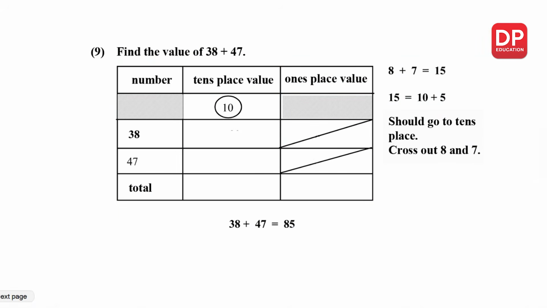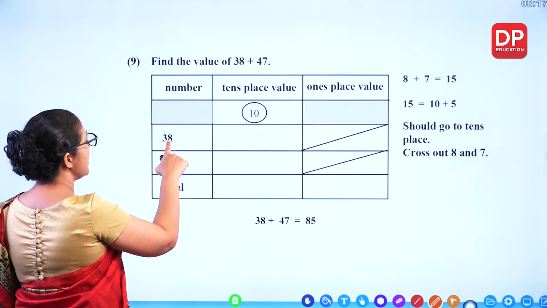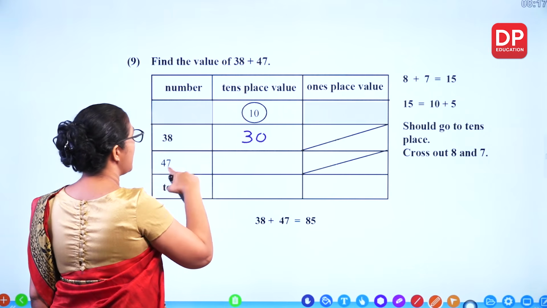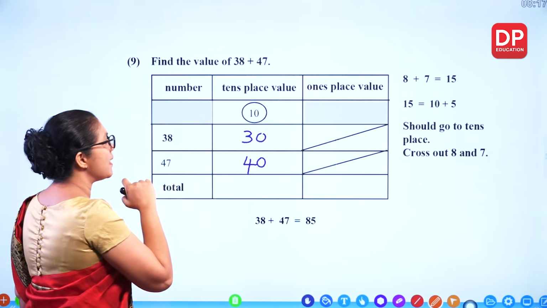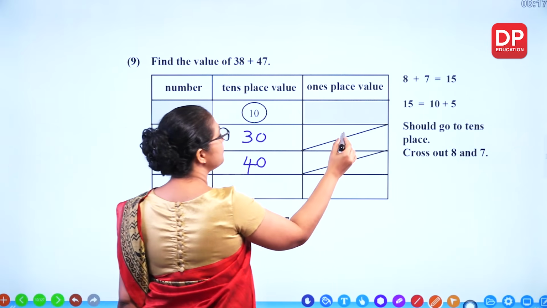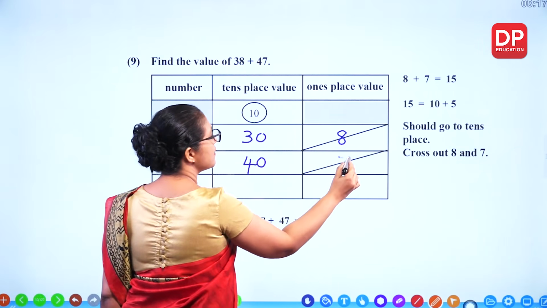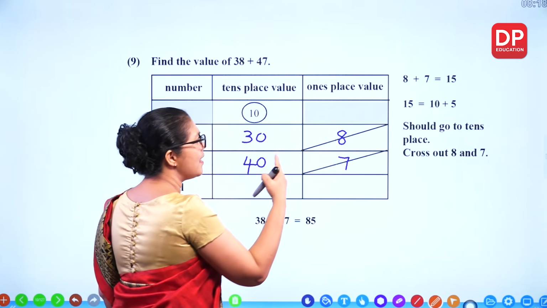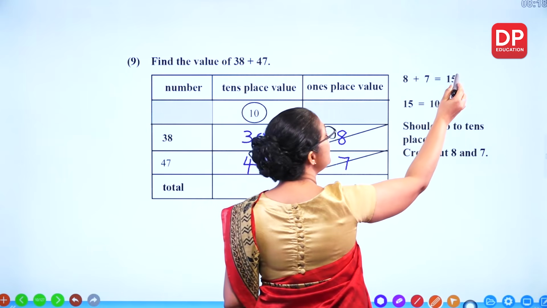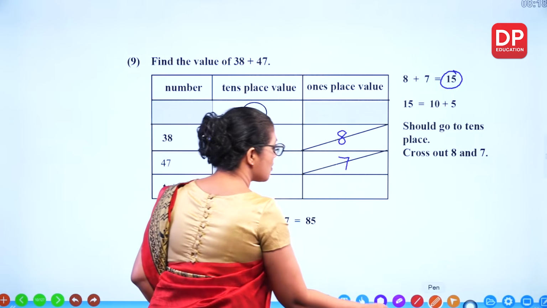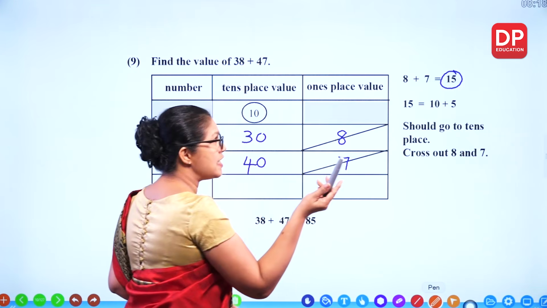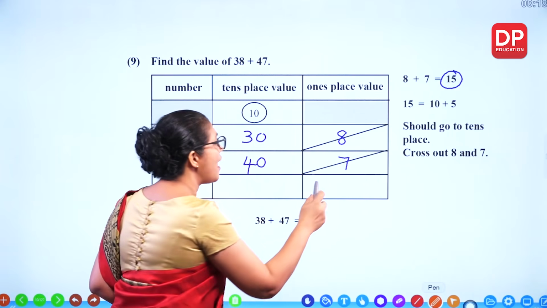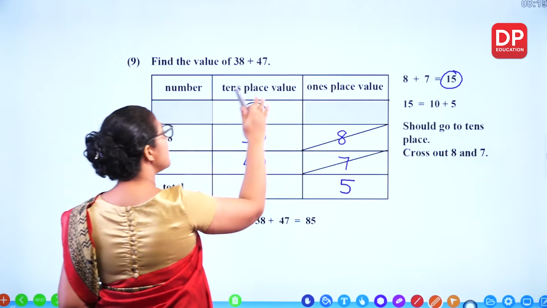Find the value of 38 plus 47 now. 38, 47. So tens place, what are the values? 30 and here 40. What are the units place values? 8 and 7. Now what happens when you are adding the numbers 8 and 7? You get 15. Now 2-digit numbers you are getting. So I'll write 8 plus 7, 15. But I'm not going to write 15 there because that's 2-digit number. So I'll write 5 here and take 10 to this side.